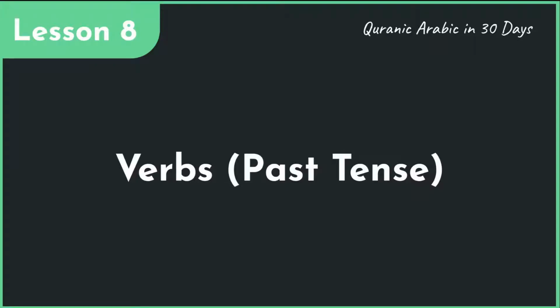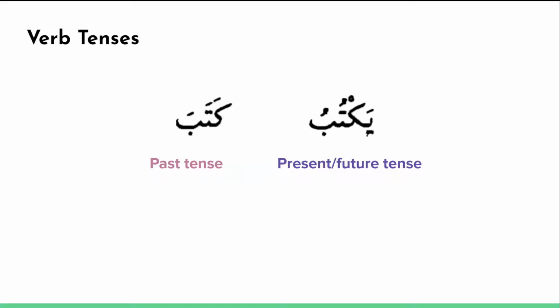We're going to start talking about verbs. We've talked about a lot of different grammatical concepts, but we haven't really touched verbs yet. So today we'll start by talking about past tense verbs. In Arabic, there are really only two tenses, past tense and then present/future tense. In today's lesson, we're going to just focus on past tense. So verbs like kataba, which means he wrote, so he already completed the action, past tense. We're going to cover present and future tense in a future lesson, inshallah.